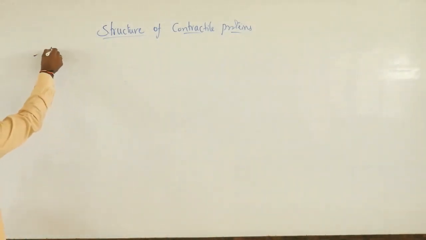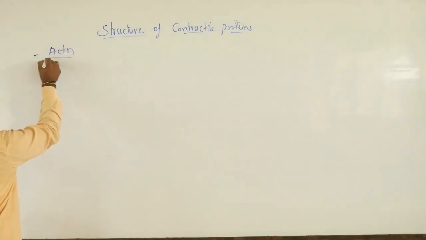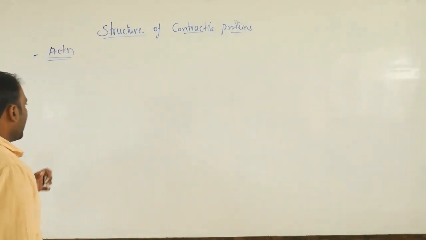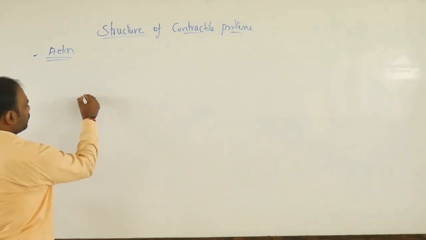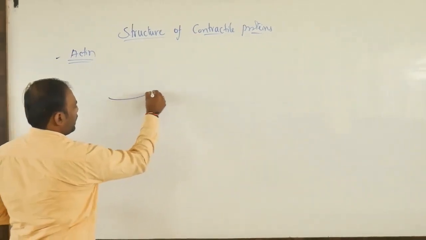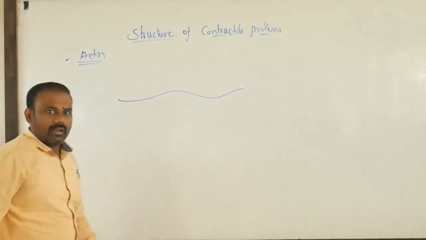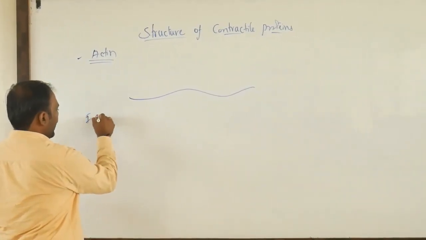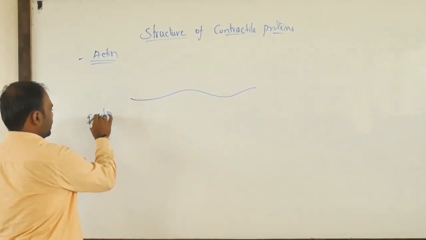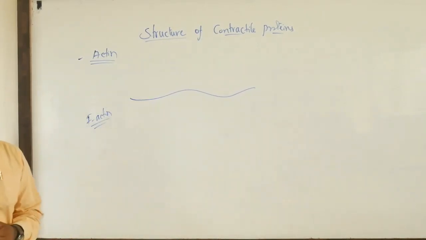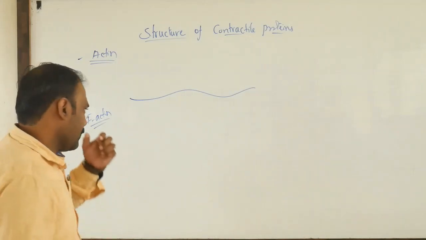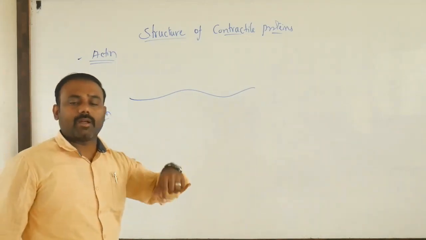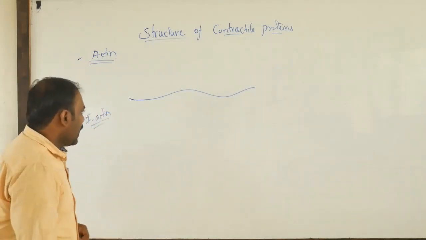First we have actin. How will the structure be? See how the actin is made. Simple. First we will be having a DNA-like structure. That you can call F-actin. Just remember, this is considered F-actin. It is made up of globular proteins. The F-actin is a protein which is made up of globular proteins.